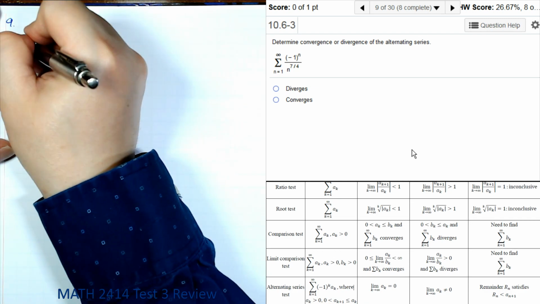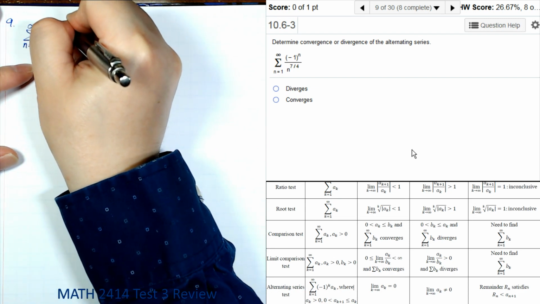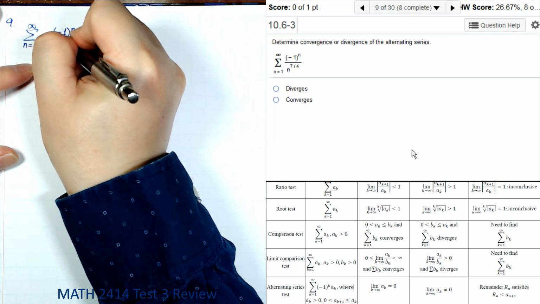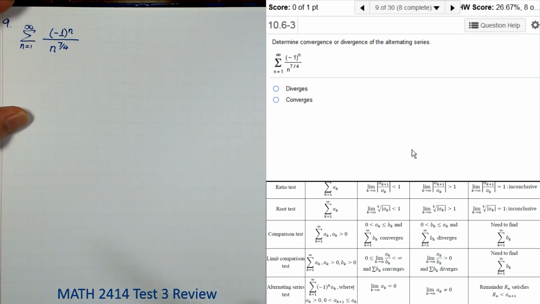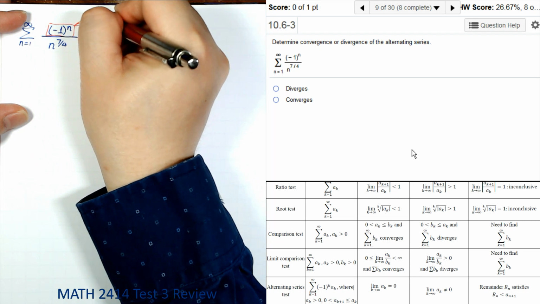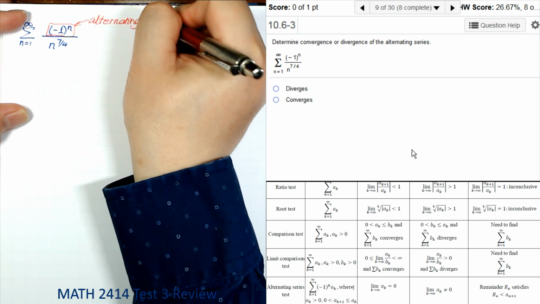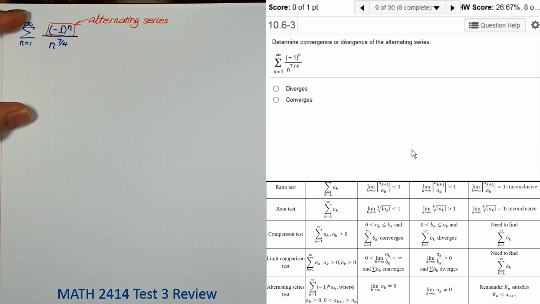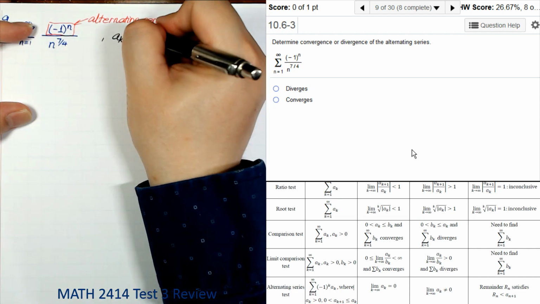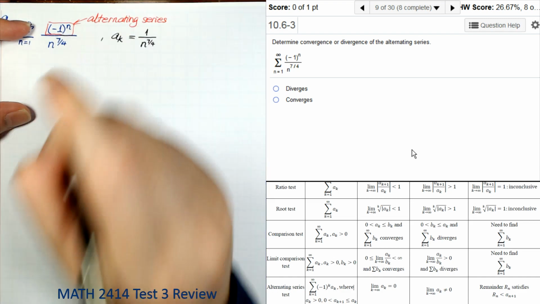And this one also uses the alternating series test. Once again, we see this alternating series, where h of k is 1 over n to the 7 over 4.